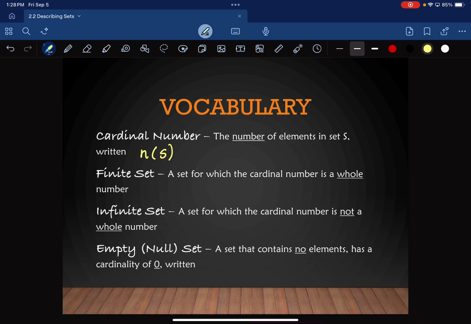A finite set is a set for which the cardinal number is a whole number. And an infinite set is a set for which the cardinal number is not a whole number. By not a whole number, I don't mean a fraction or a decimal, but it's too big to count, right? It's not actually possible to ascribe a number to it because it is infinite.